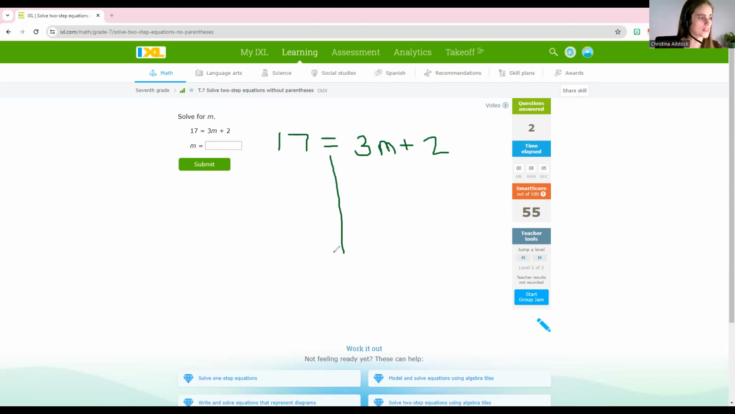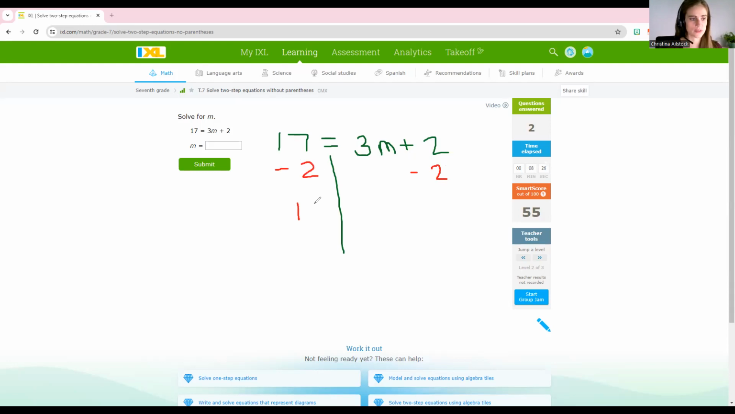So we're trying to isolate that m, get our m by itself. So we got to get rid of any addition or subtraction first. Then we can deal with our multiplication or division. I see that I have a +2 right here. The inverse of adding a +2 would be subtracting. We'll subtract 2 on both sides.